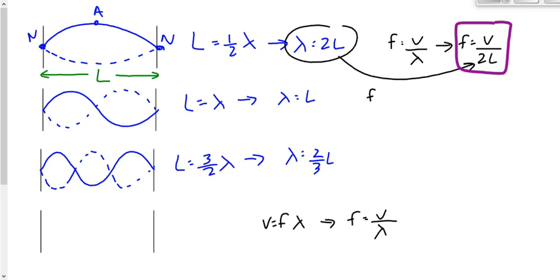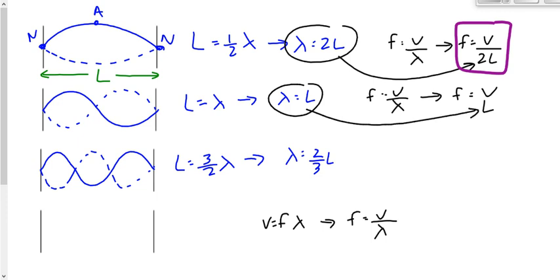We're going to say f is equal to v over lambda for this one as well. We're just going to sub in L for lambda here. And the equation becomes f is equal to v over L. So the first standing wave that would be set up would be v over 2L. The second one would be v over L. Let's see what the third one would be.